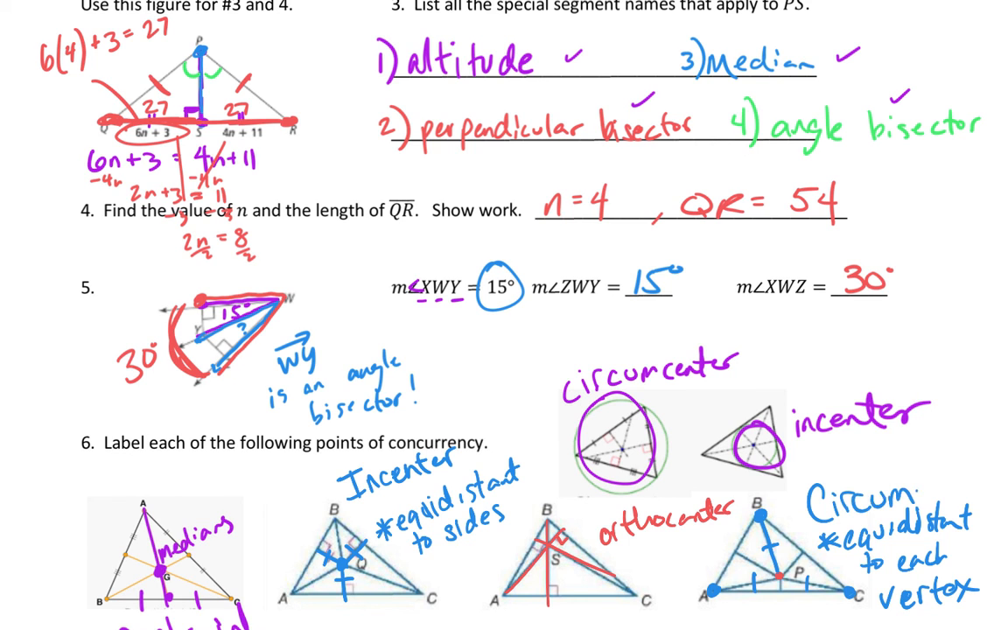So use your notes to study. Use your notes to study this stuff. It doesn't come automatically. You've got to know a lot. You got to know 8 new words: altitude, median, perpendicular bisector, angle bisector, along with their points of concurrency: centroid, incenter, orthocenter, circumcenter. So please study your notes and look back over the quizzes that we've taken.